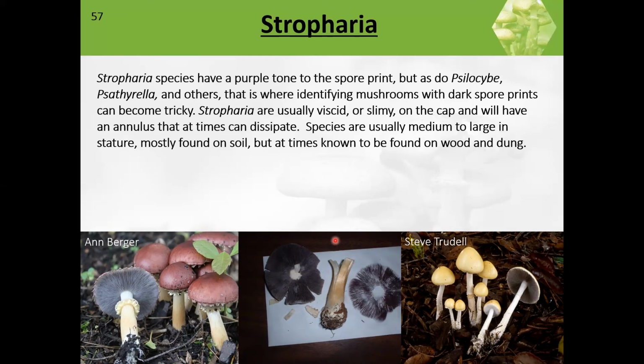So Stropharia are usually viscid or slimy, and the cap will have an annulus that at times can dissipate. So if you see right here, there's the annulus. This is a Stropharia rugosoannulata. It's the king Stropharia. This is one of the edible ones that is marketed at gourmet mushroom shops. And for the most part, they're found on soil, but occasionally can be found growing on wood or dung.